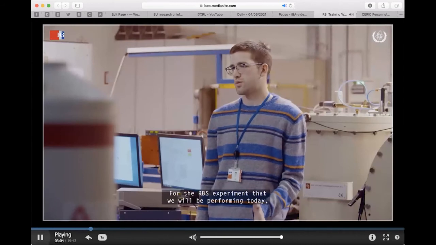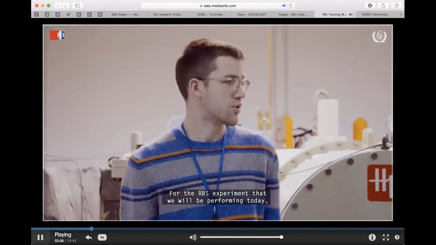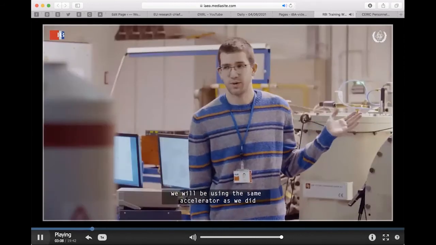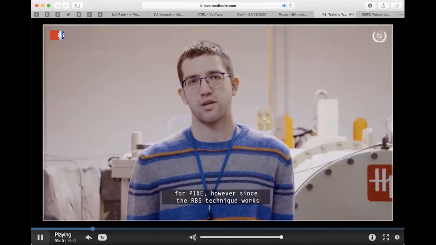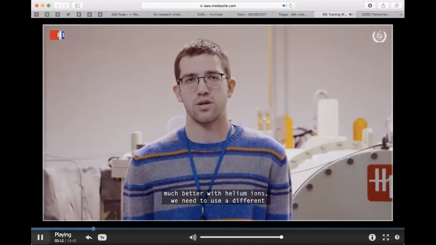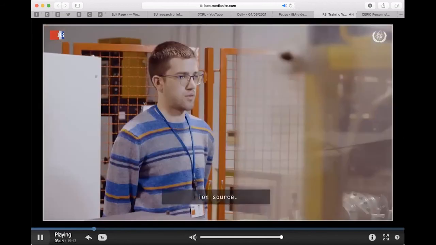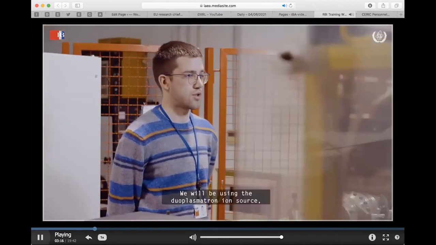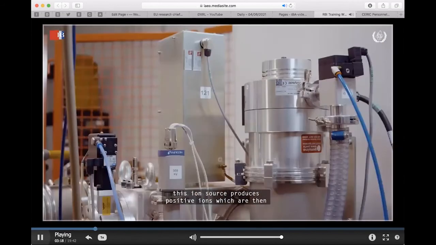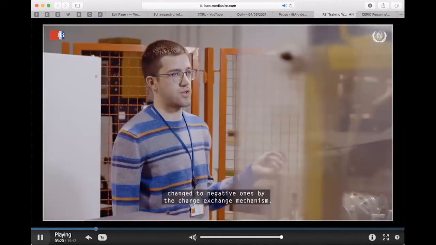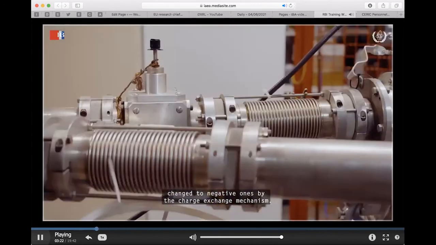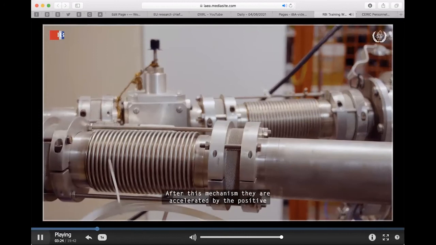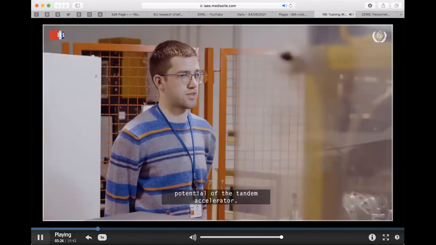For the RBS experiment that we'll be performing today, we'll be using the same accelerator as we did for PIXE. However, since the RBS technique works much better with helium ions, we need to use a different ion source. We will be using the duoplasmatron ion source. This ion source produces positive ions, which are then changed to negative ones by the charge exchange mechanism. After this, they are accelerated by the positive potential of the tandem accelerator.